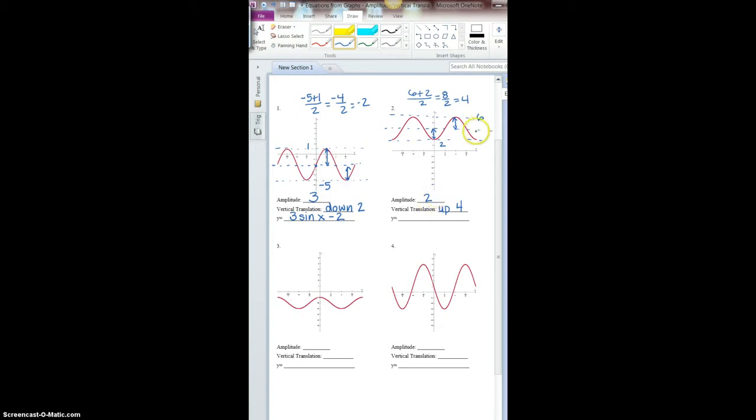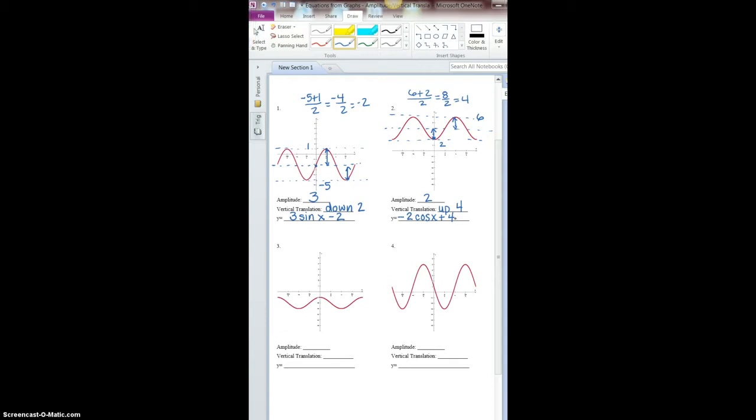So now taking a look at the curve, this is a negative cosine curve, since at the y-axis we're starting at a minimum and then going up and through. So I'm going to put a negative, leave a space for the amplitude, and then write cosine x. Because our amplitude was 2, we put a 2 between the negative and the cosine. And then since we went up 4, at the end we put a plus 4.